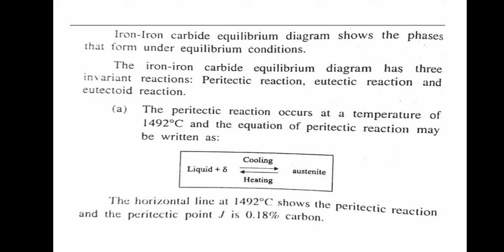In the iron carbide equilibrium diagram, the three invariant reactions are the peritectic reaction, eutectic reaction, and eutectoid reaction. The peritectic reaction occurs at a temperature of 1492 degrees Celsius, and liquid, when acted with solid, gives a solid. It corresponds to 0.18% carbon.